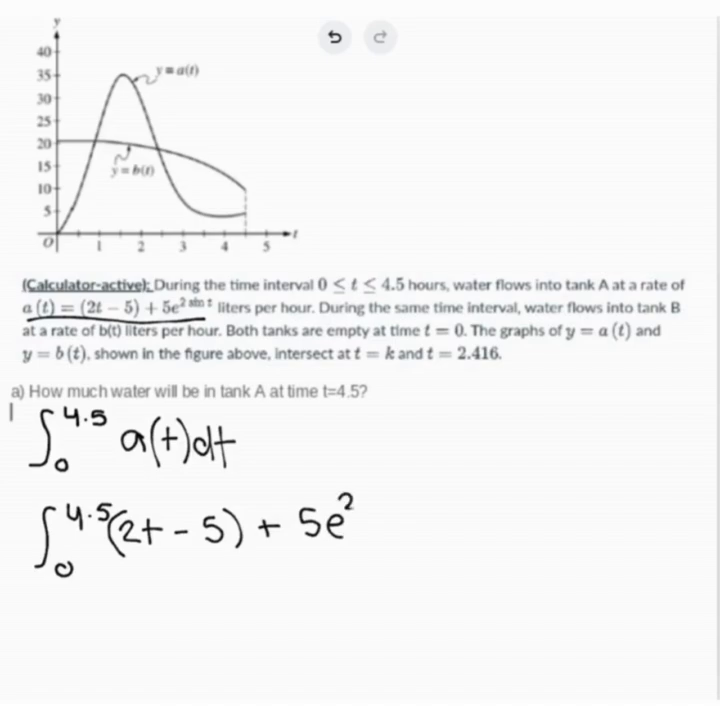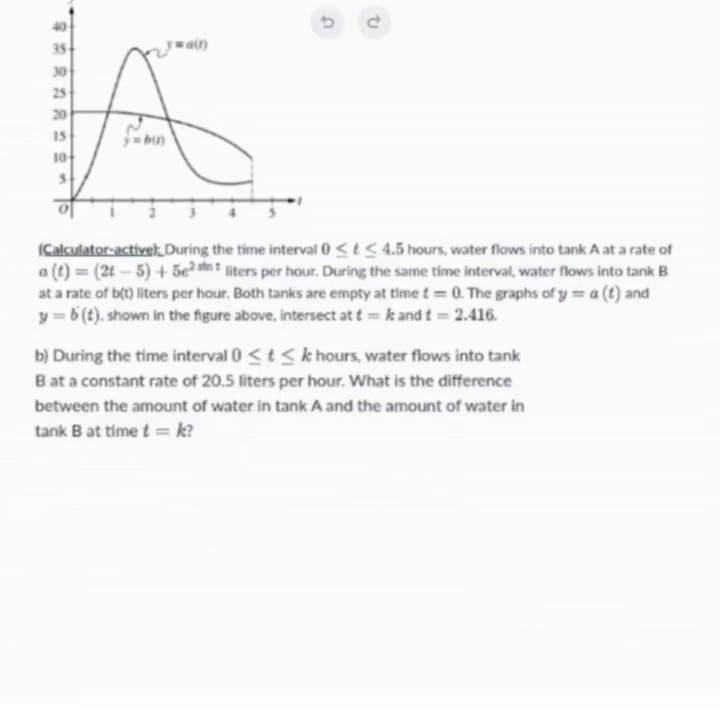Function A is already given to us in the problem, so we're going to use the function given and integrate it from 0 to 4.5 using a calculator, which should give us 66.532 liters of water. For part B, there are two things you'll need to find.